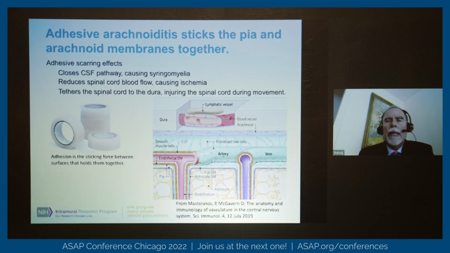There's a term that's used, it's called adhesive arachnoiditis, and adhesion just means sticking force between two surfaces. So if just the arachnoid, one membrane, is a little bit larger or inflamed, that usually doesn't cause a big problem. But if you have adhesive arachnoiditis, that's when the arachnoid membrane sticks to the spinal cord and these blood vessels and the pia. That's a much more serious problem because it blocks the spinal fluid flow.